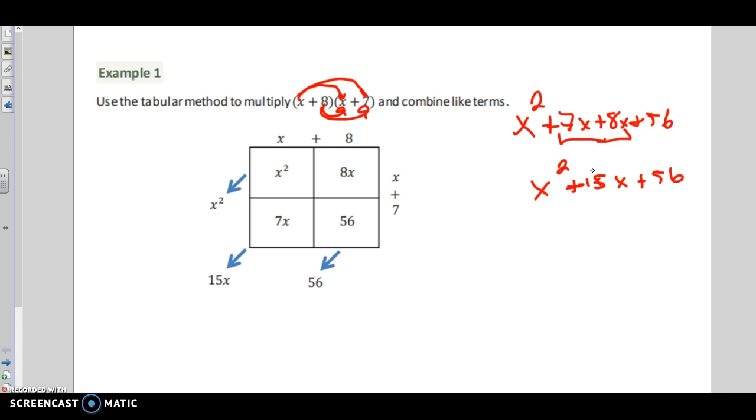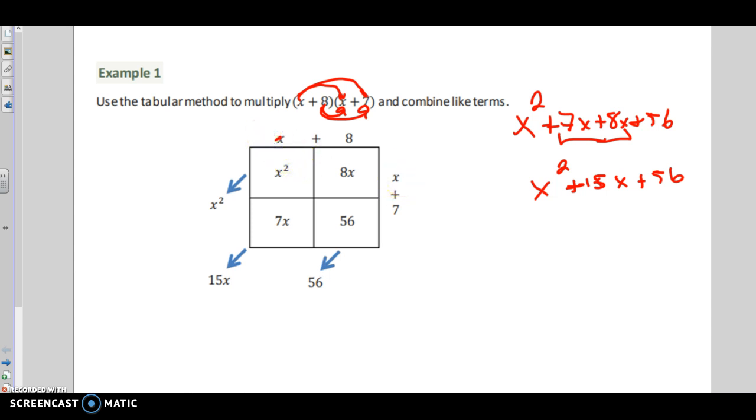So the method the module is showing you is called the tabular method. So I have a 2 by 2, so 2 terms by 2 terms. So I'm going to set up a 2 by 2 box. One of the polynomials is on top, the other is on the side. And then I'm just doing the same thing.